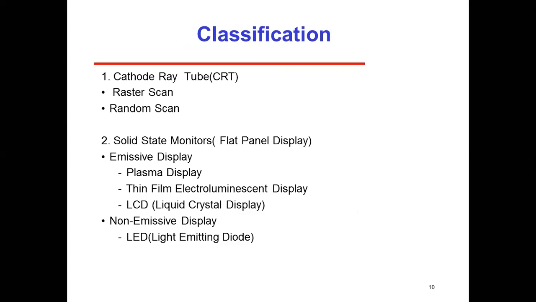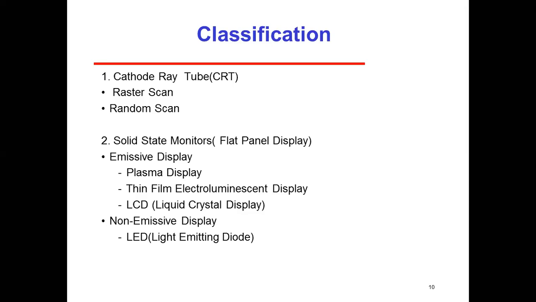Now there are various classifications of such output devices. Here we are considering the CRT, cathode ray tube, which are the monitors. Cathode ray tube based monitors use raster scan and random scan; there are two scanning methods. Then solid state monitors: currently we are using flat panel displays, emissive displays, plasma panel, thin film, LCD, non-emissive displays. Currently you are using LED displays, light emitting diodes. So each and every one has advantages and disadvantages.